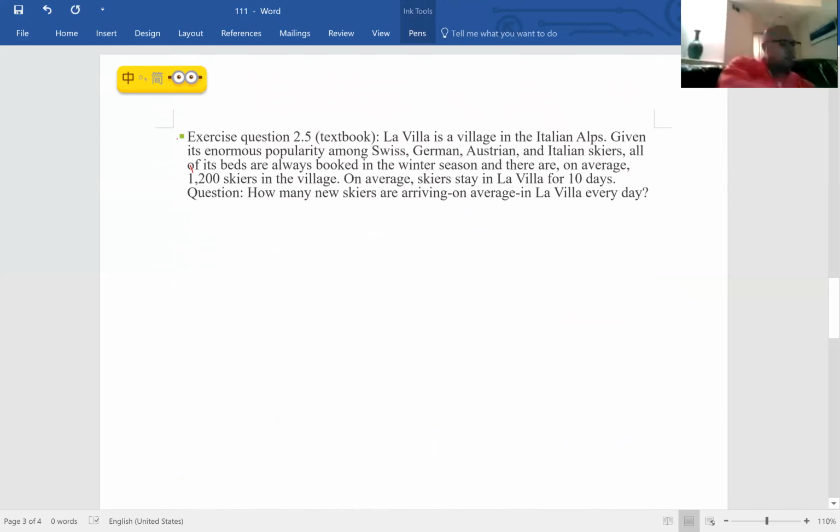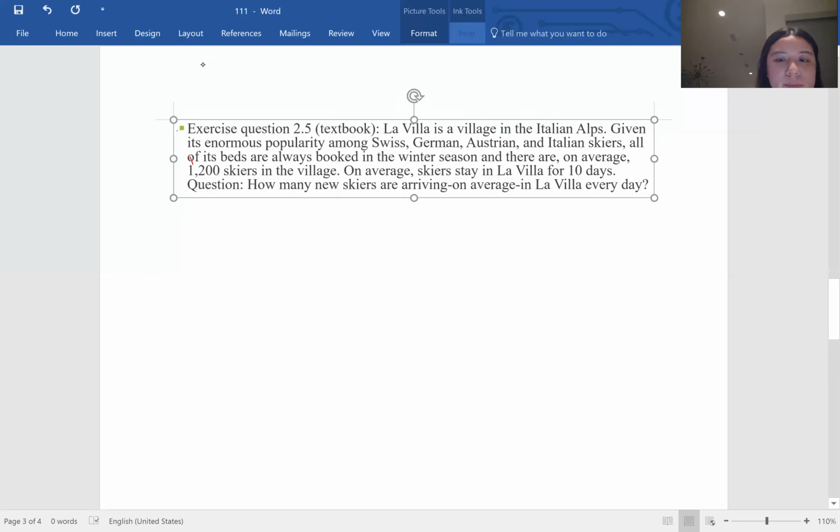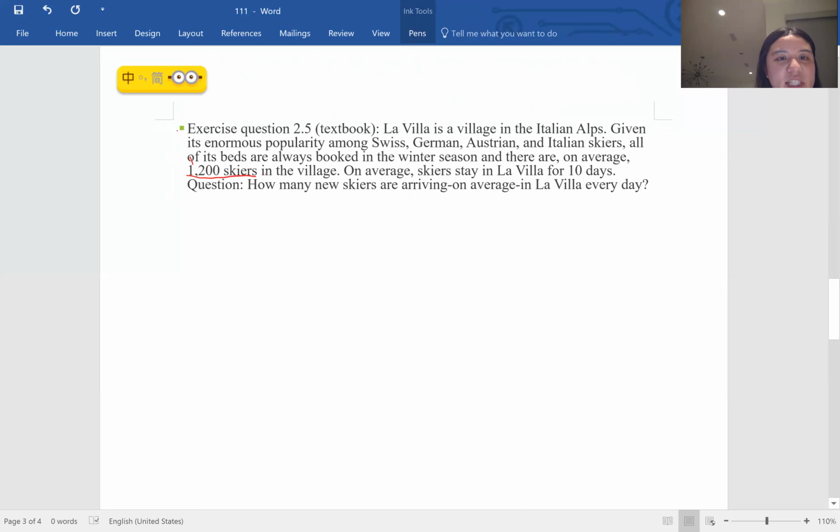Let's look at question 2.5. I think it's the same. La Villa is a village in the Italian Alps. Given its enormous popularity among Swiss, German, Austrian, and Italian skiers, all of its beds are always booked in the winter season, and there are, on average, 1,200 skiers in the village. On average, skiers stay in La Villa for 10 days.